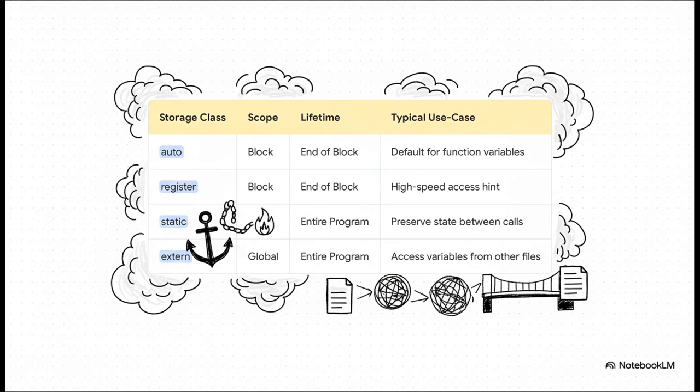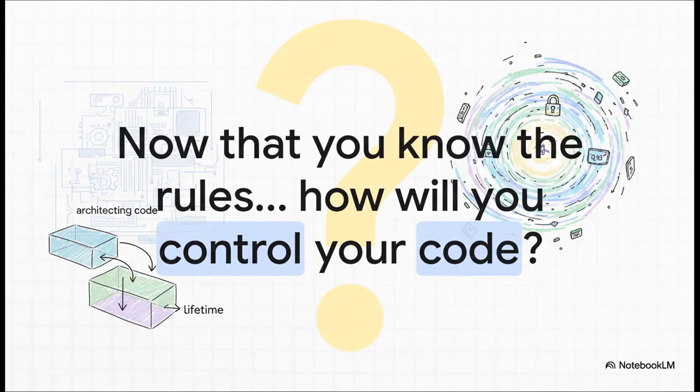Each one solves a very specific problem. By understanding a variable's scope and lifetime, you've really moved from just writing code to actually architecting it. You can now make conscious, smart decisions about memory, about performance, and about structure. So the real question is, with this whole toolkit in your hand, how will you choose to control the secret life of your variables?